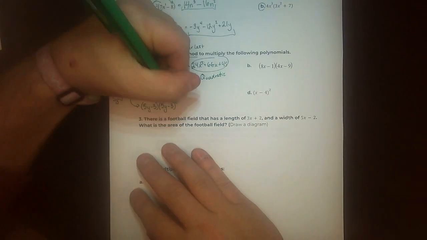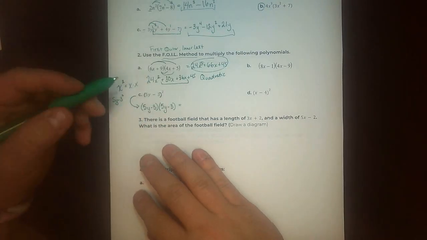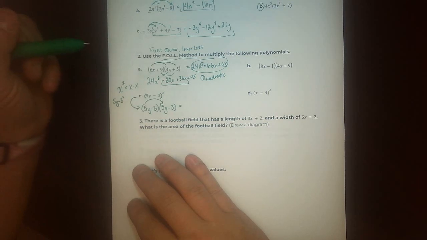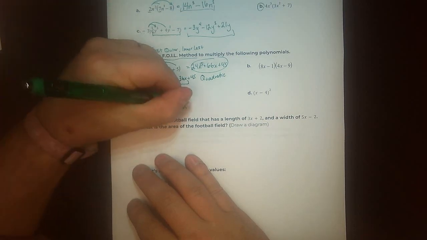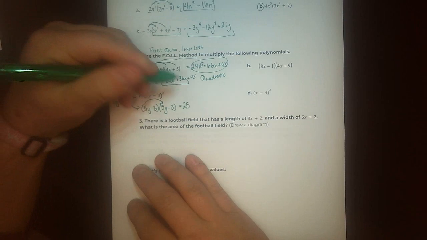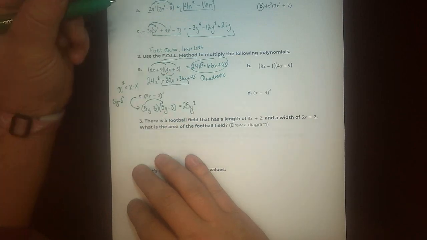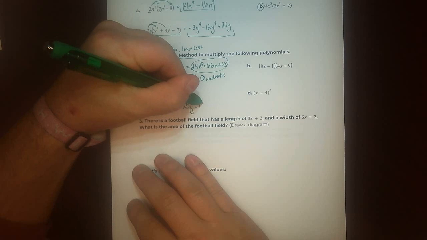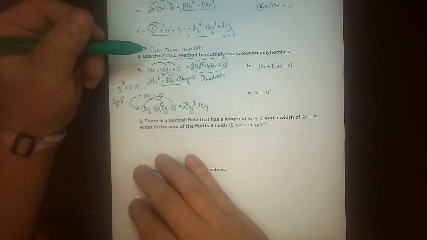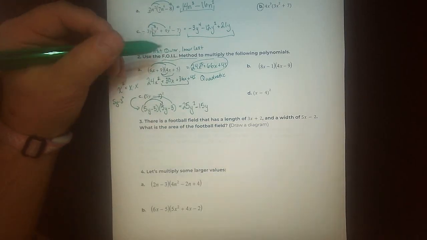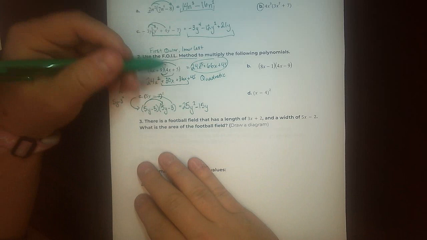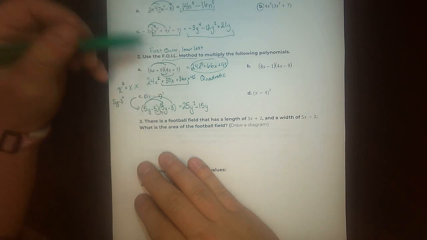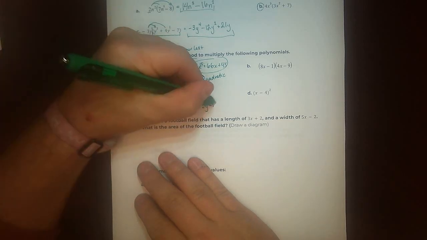So now hopefully we can see how the FOIL method will help us here. We can do first, outer, so 5y times 5y. Well, 5 times 5 is 25, and then y times y is y squared. Then 5y times negative 3 is going to be negative 15y. Now, you're going to notice something unique here. The second part of it is to multiply the inner term last. So negative 3 times 5y, again, is negative 15y.